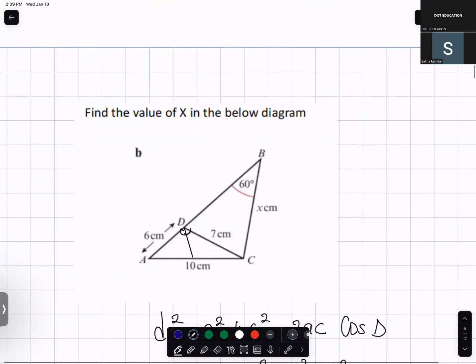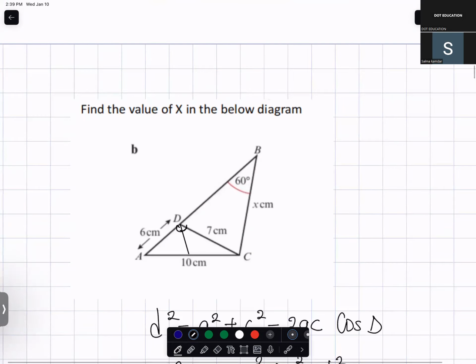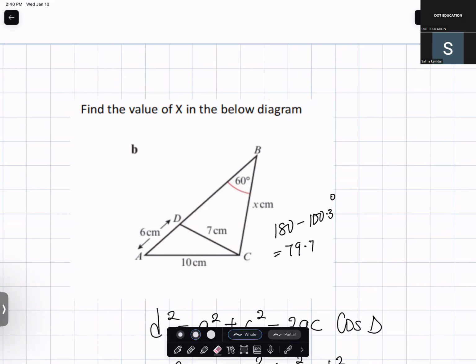So we'll go back to the triangle here. We have this angle at B at 100.3, and the other angle is 180 minus 100.3. Okay, so we have 79.7. So this angle here is 79.7, and the angle marked here is 100.3.